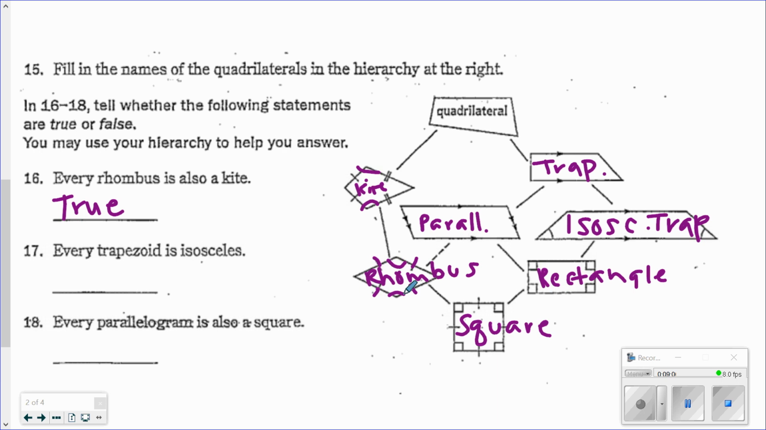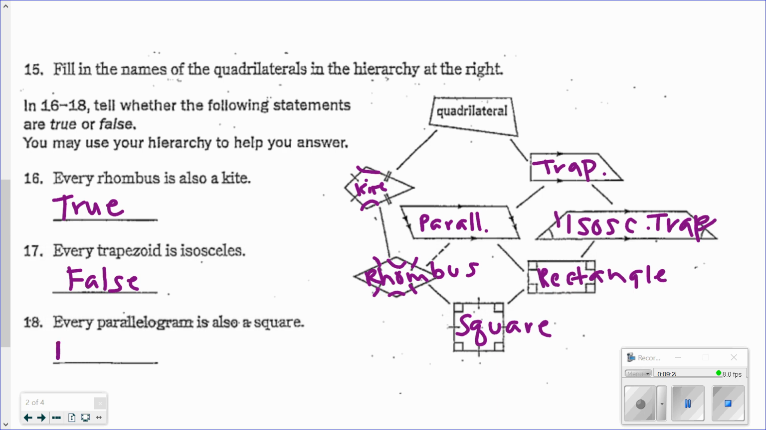17, every trapezoid is isosceles. That is false. We know that the definition of an isosceles trapezoid is just when the legs and the base angles are congruent. And then 18, every parallelogram is also a square.